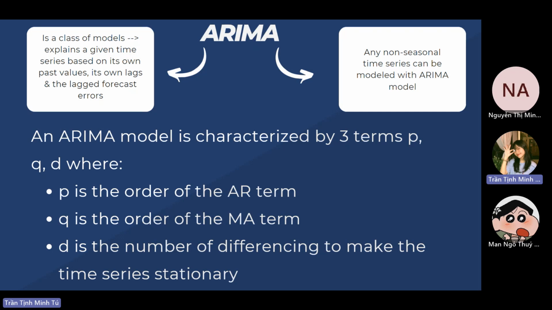An ARIMA model is characterized by three terms: p, d, q, where p is the order of the AR term, q is the order of the MA term, and d is the number of differencing steps needed to make the time series stationary. And the first step to build the ARIMA model is to make the data stationary.